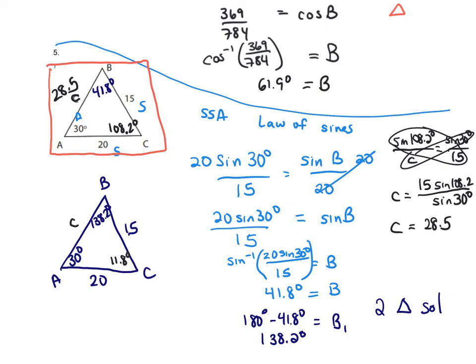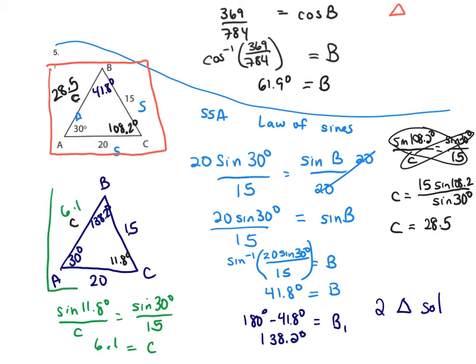But because we had a second possibility for the bottom, we have to find its C2. But it's essentially the same thing. Sine of 11.8 over C equals sine of 30 over 15. I'll let you work that one out, but I get a C of 6.1. So the key is to always check when you have side-side-angle and you get a solution, check if there's a second. Do 180 minus the first, see if you have a second solution.